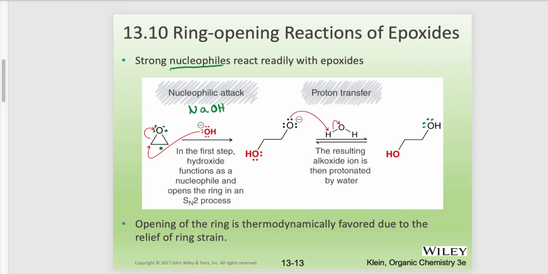So once we have opened up the epoxide, we get the O-. The O- is then part of the protonation process. So again, two-step procedure, nucleophilic attack, then proton transfer. And here again, we also talk about this being thermodynamically favored due to the relief of ring strain.